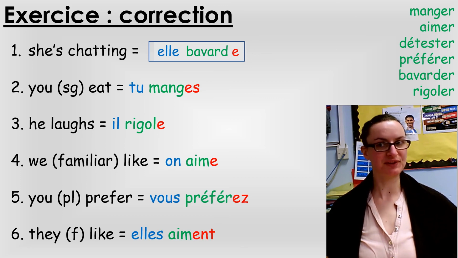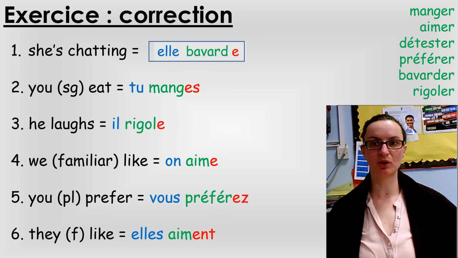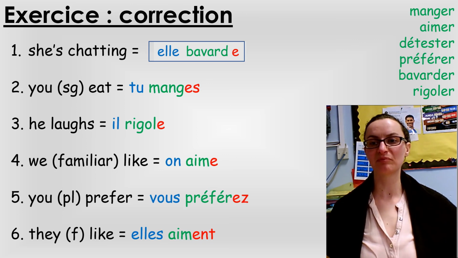So again, press pause if you want some time to make notes. We've got tu manges, il rigole, on aime, vous préférez, elles aiment. Okay? I didn't use déteste in this one. I don't know why. I just didn't.